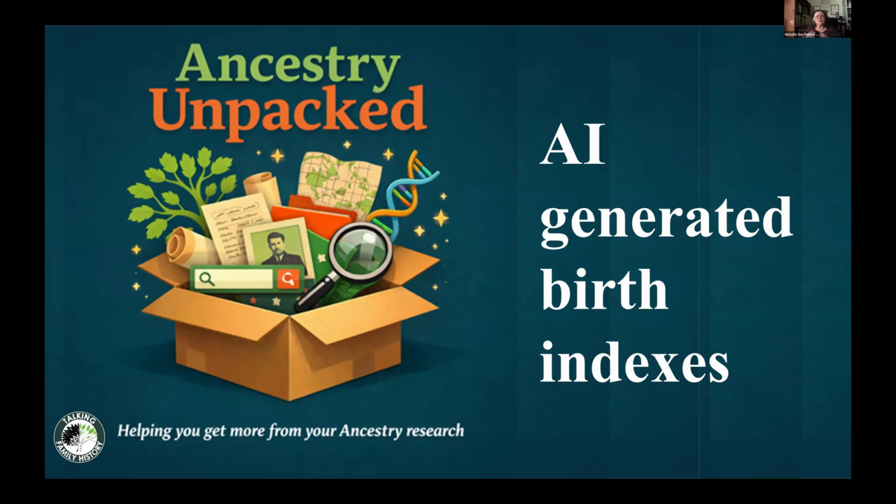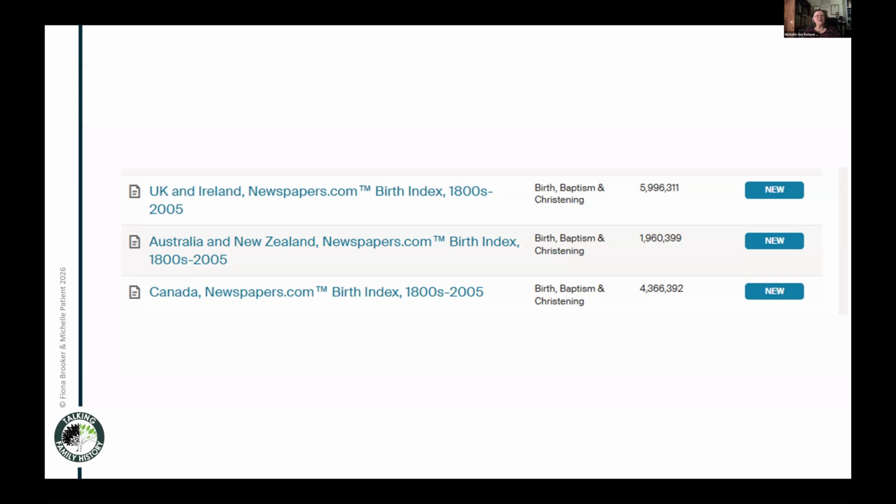So firstly, these were pretty huge data sets from the point of view of those of us with UK, Irish, Australian, New Zealand and Canadian research. I didn't alphabetise the order. That is the order that they were released at Ancestry, so the date order they've been added. Nearly 6 million from the newspapers have created, using AI, a birth index for us to use, all for the same time frame. So 6 million for up over, nearly 2 million for down under, and nearly 4.4 million for Canada.